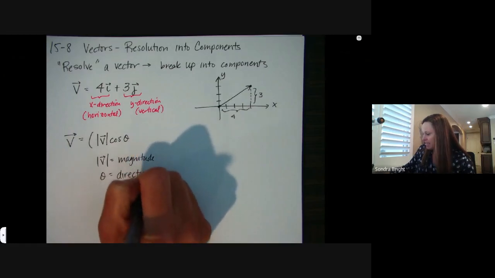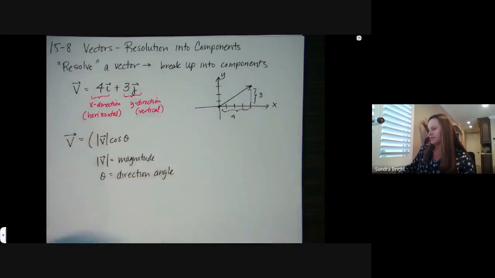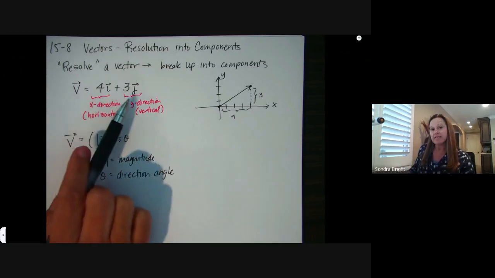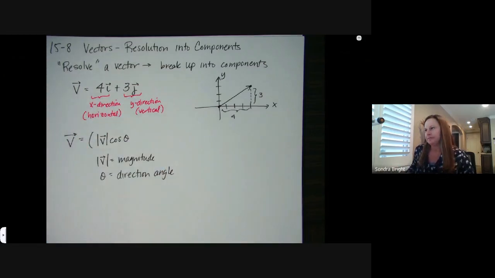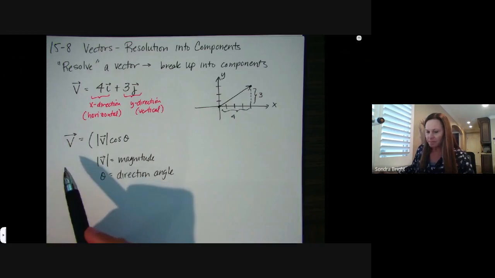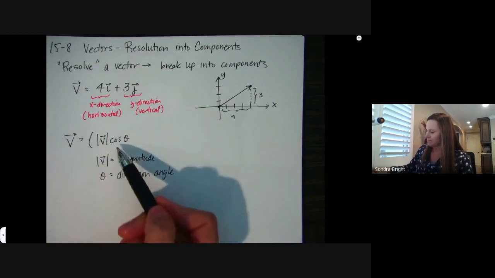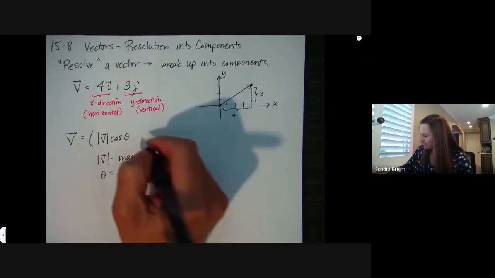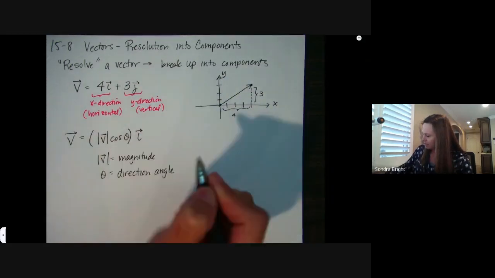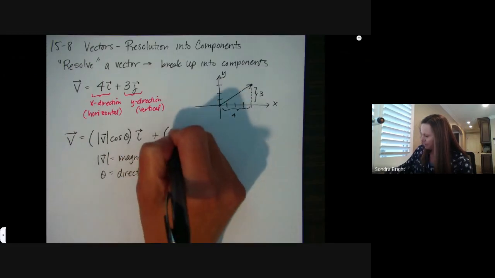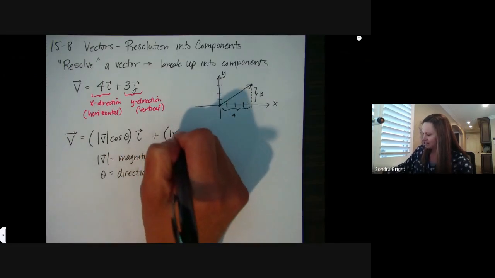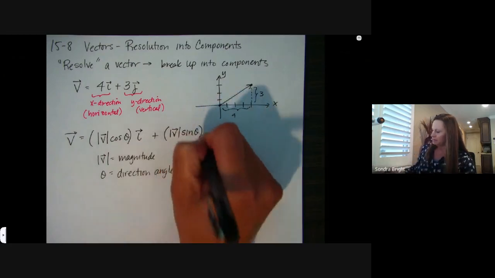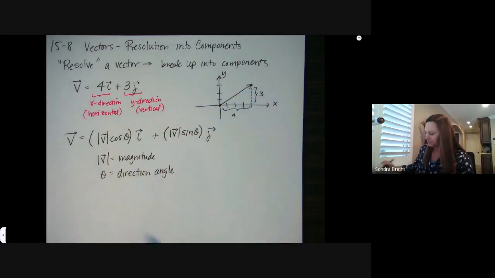So if instead of them giving you that, oh, vector b is 4i plus 3j, if instead they say, oh, this vector has a magnitude of 5 with a direction angle of 30 degrees or something like that, then you can still turn this information into this guy by taking the magnitude times the cosine of theta times vector i plus the magnitude times the sine of theta times vector j. Oh, all right, so let's do an example.